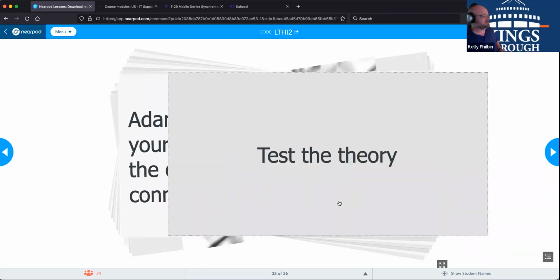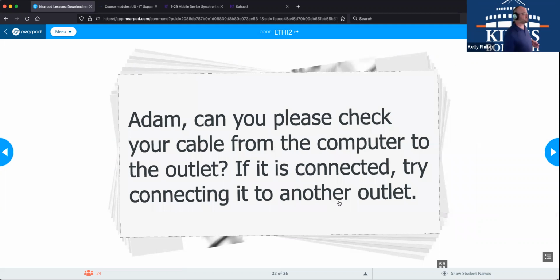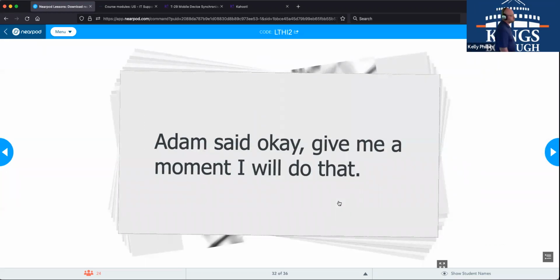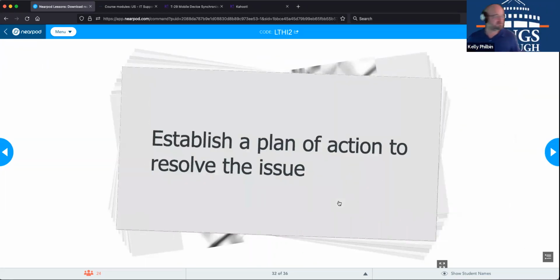Test the theory. Adam, can you please check your cable from the computer to the outlet? If it is connected, try connecting it to another outlet, not the other plug in the same outlet, but a different outlet. See if that works. Adam says, okay, give me a minute, I will try it. Depending on the information that Adam gives us, we should be able to establish a plan of action to resolve the issue.